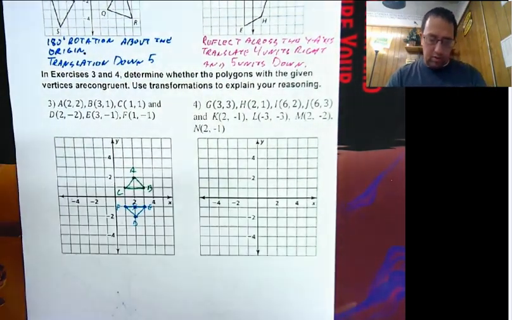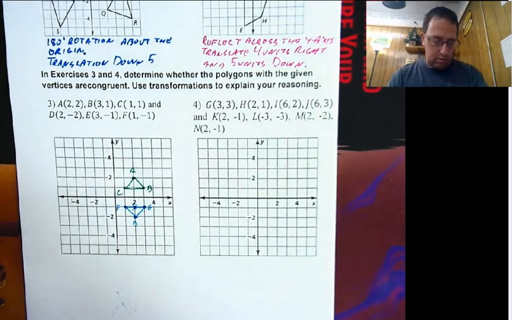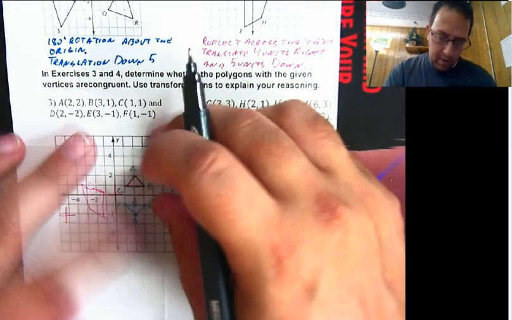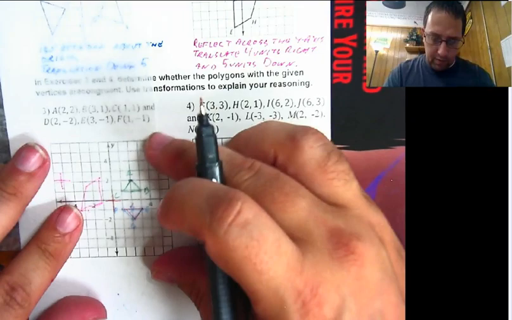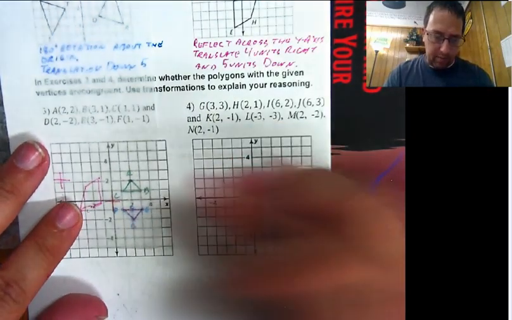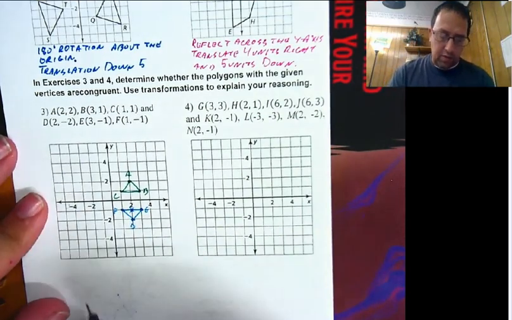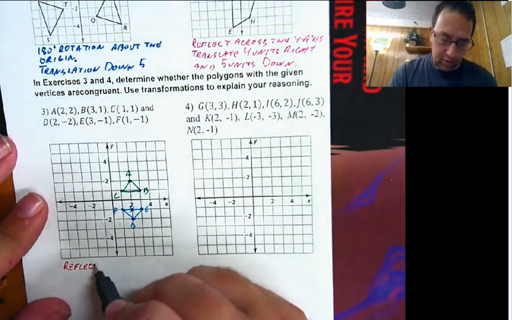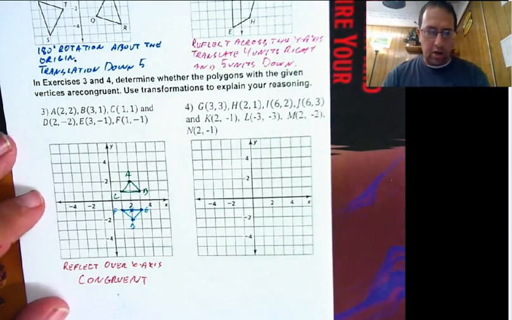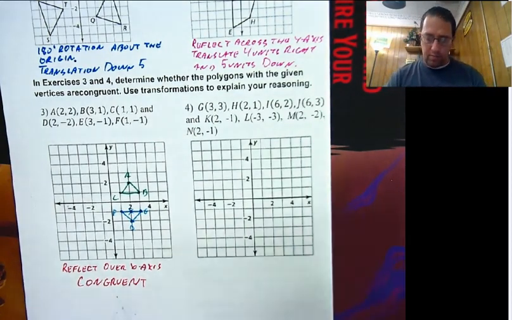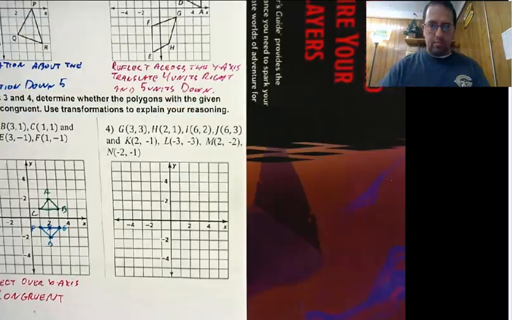We could, of course, do it with patty paper. So flip it over, line up my origin, and yeah, we see the same thing. So that's how we did this. It's just a reflection over the x-axis. And they are congruent, just a reflection. So we're good. Okay, now let's try the other one.